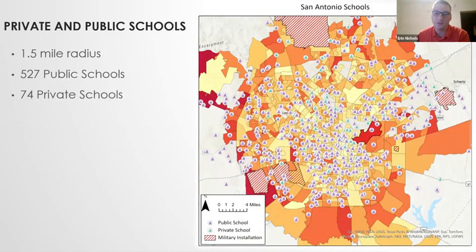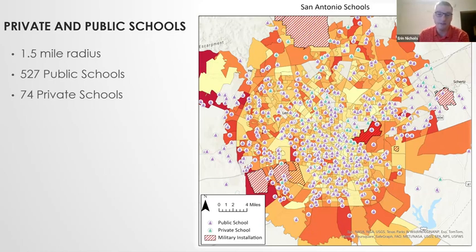For my first spot, I started with private and public schools within San Antonio. Most residential areas are within a 1.5 mile radius of public schools, indicating that there is good accessibility for families with school-age children. In San Antonio, there's a total of 527 public schools and 74 private schools.